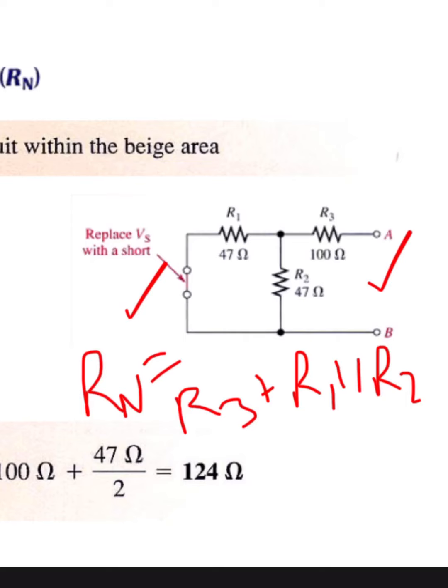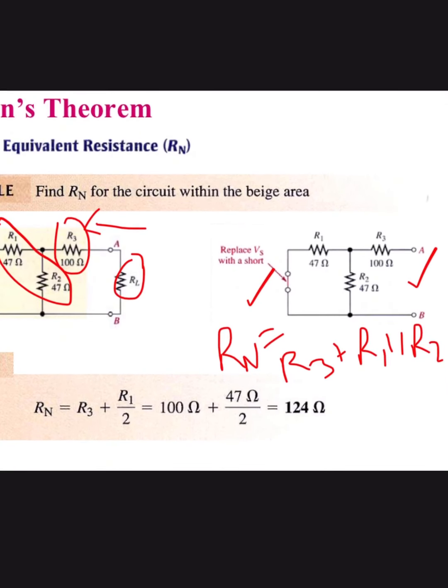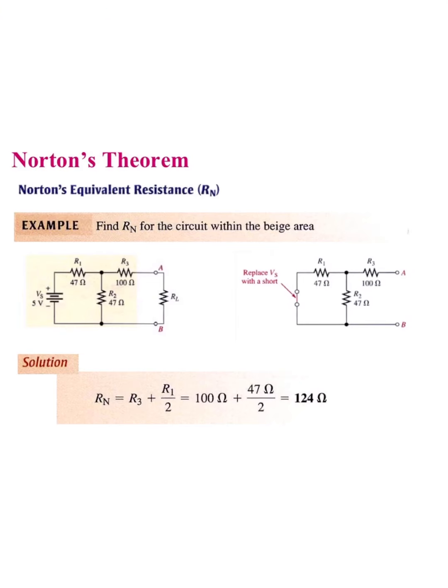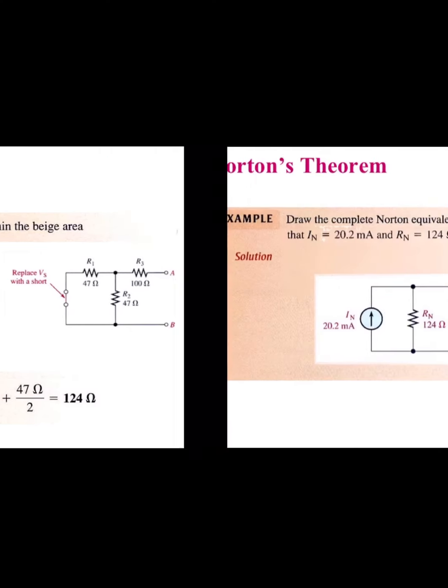This is same as RTh, Thevenin also, both are the same. So this will be coming out as 100 plus, because R1 and R2 are same, so it will be R1 by 2. 100 plus 47 by 2, 124 ohm. Okay, so we have calculated the values of Rn and In.